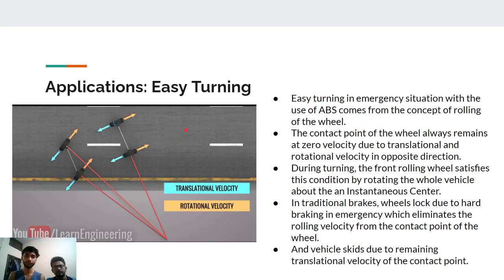First is the easy turning. Easy turning in an emergency situation with the use of ABS comes from the concept of rolling of the vehicle. The contact point of the wheel will always remain at zero velocity due to translational and rotational velocity in opposite directions. During turning, the front rolling wheel satisfies this condition by rotating the whole vehicle about an instantaneous center. In traditional braking, wheels lock due to hard braking in an emergency, which eliminates the rolling velocity from the contact point of the wheel, and the vehicle skids due to the remaining translational velocity of the contact point.